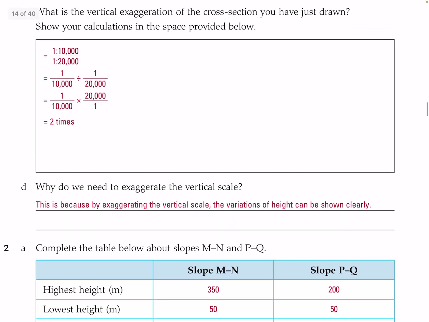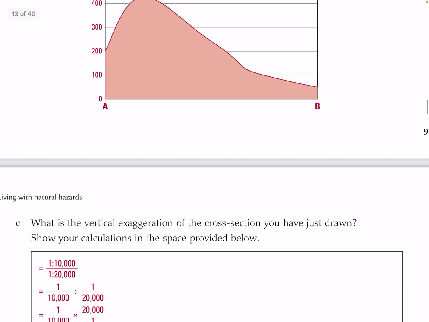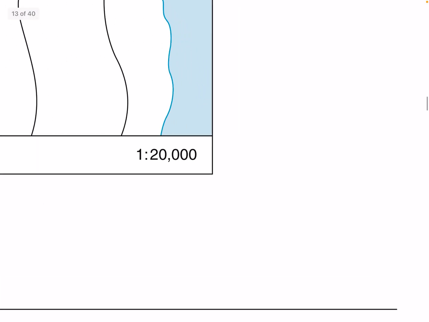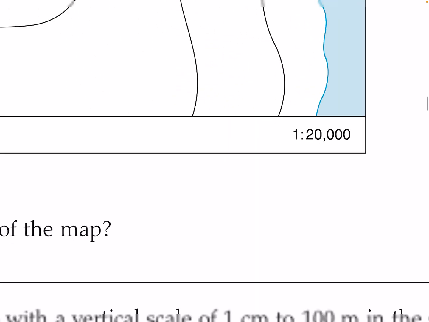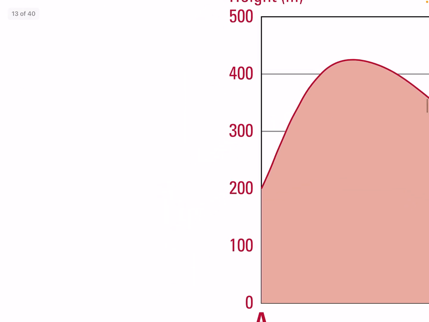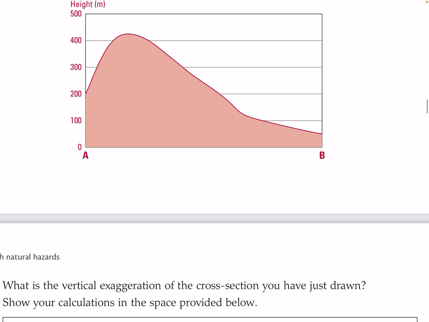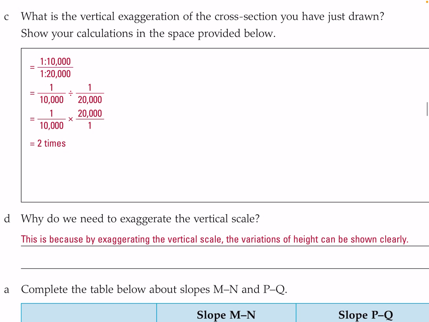Vertical exaggeration is similar to the one that I have just showed you. The horizontal scale right here is 1 to 20,000, but for the cross section it's 1 to 10,000. So accordingly, it is 2 times, because it is 1 to 10,000 divided by 1 to 20,000. Why do we need exaggeration? Because you can show the relief and the variation of the height clearly.